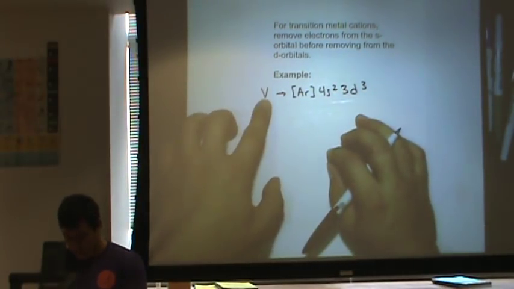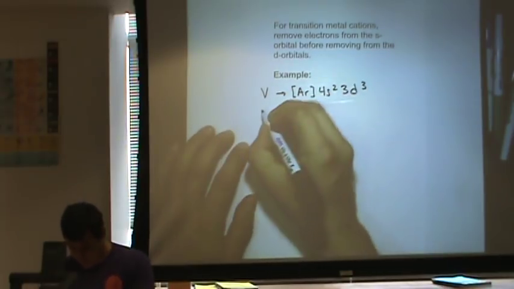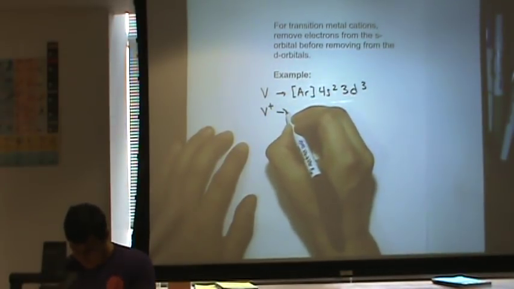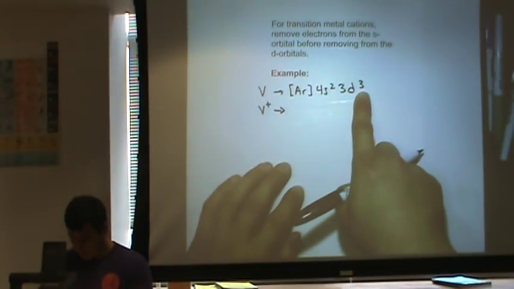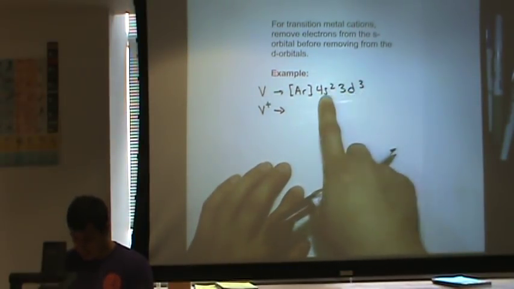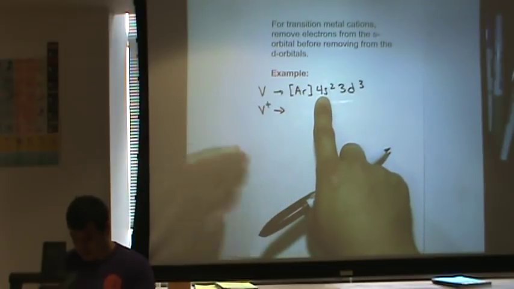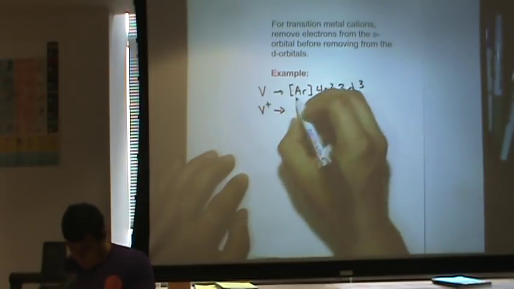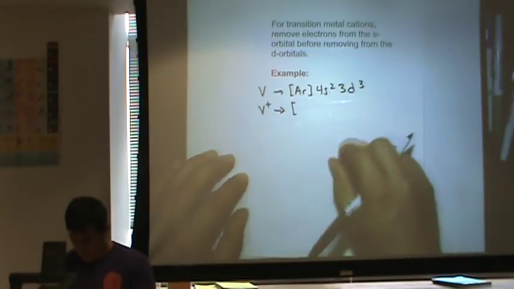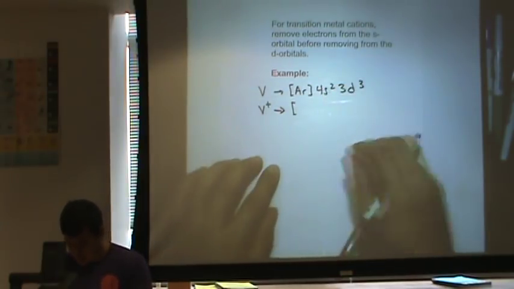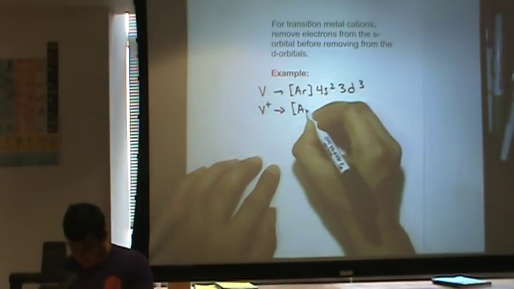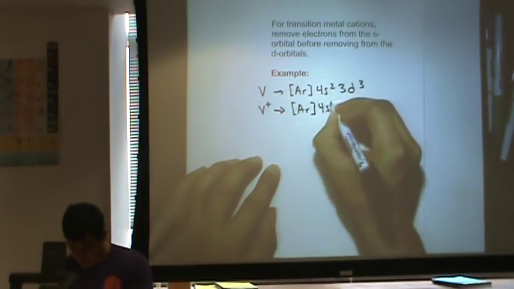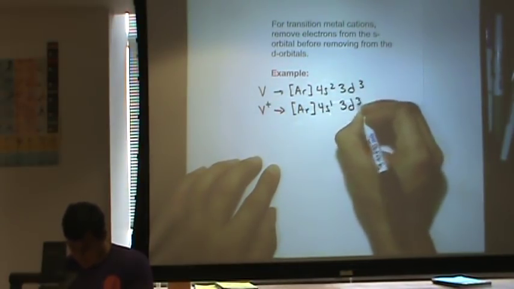If I were to oxidize this atom, going from vanadium to vanadium plus, some people would think I'm going to remove from this orbital first, but in actuality, because this orbital is higher in energy, it's easier to remove. So the configuration for transition metal cations would be to always remove from the s orbital first. So our configuration for our cation becomes 4s1 3d3.